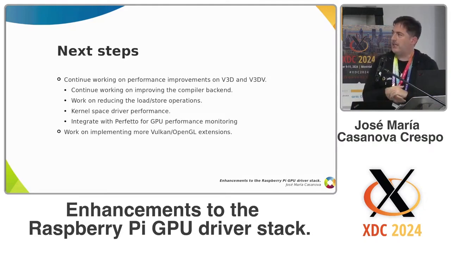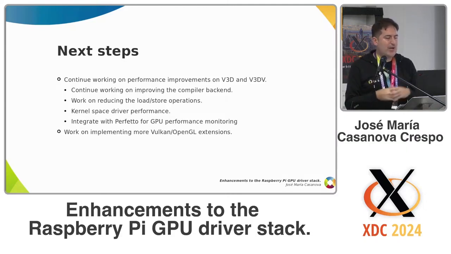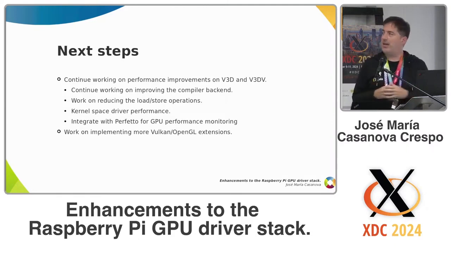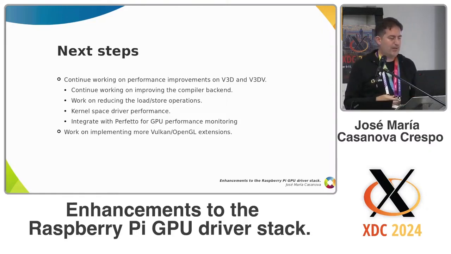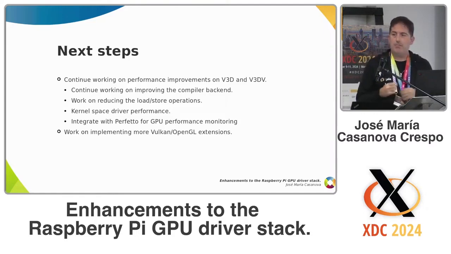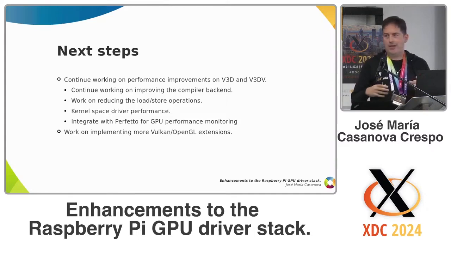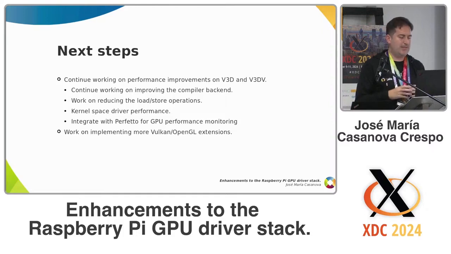And well, as I would like to have some space for questions, the next step is that we are going to continue working mainly on performance, improving both the OpenGL and Vulkan drivers. We continue working on the compiler backend, where we probably have many things to implement, allowing the scheduling to parallelize more instructions. Work on reducing more load and store operations from the tile buffer, because we have already identified that we can increase the work on merging draw calls in the same job.